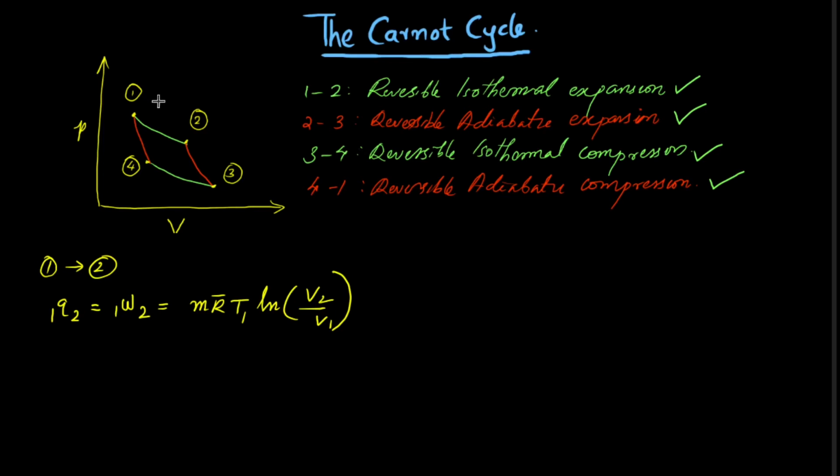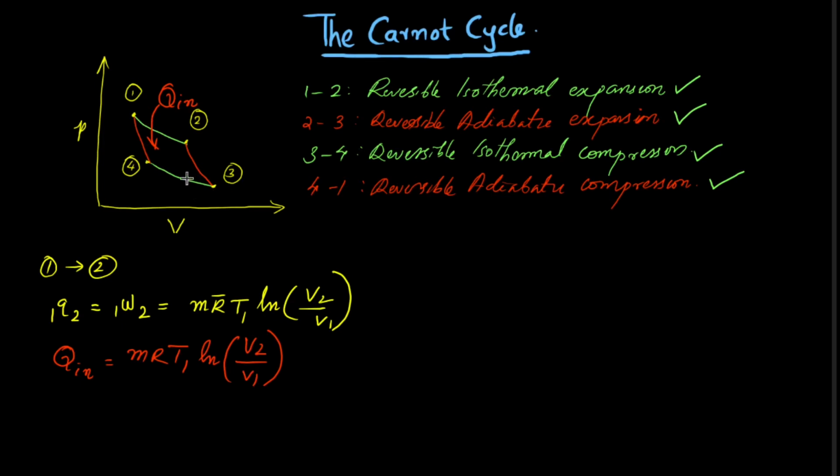Suppose Q in is the amount of heat supplied to the system, then we know that Q in will be equal to m R T1 log V2 by V1. So, this is the heat supplied to the system, that is the same as 1Q2, which is equal to 1W2, that is mRT1 log V2 by V1, where T1 is the temperature at which the process happens, that is, from state 1 to state 2 the temperature remains at T1. V2 is the volume at state 2 and V1 is the volume at state 1. So, this is our expression for the heat supplied to the system.